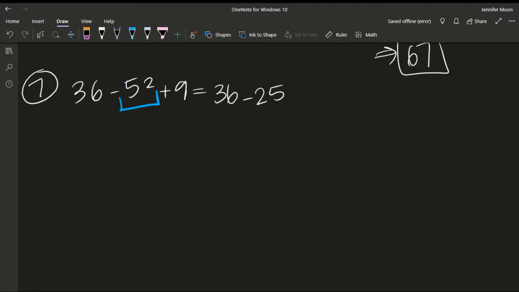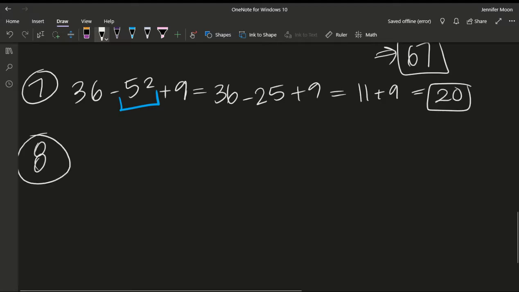And then we have plus 9. So if you look, I just have addition and subtraction left. If you do 36 minus 25, you get 11, plus 9 equals 20.